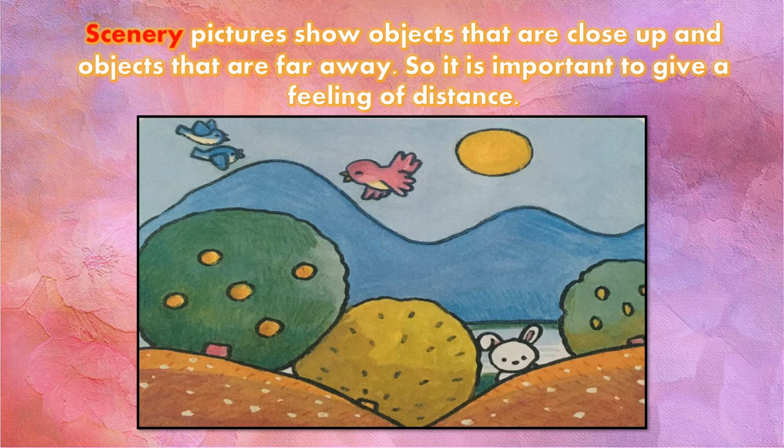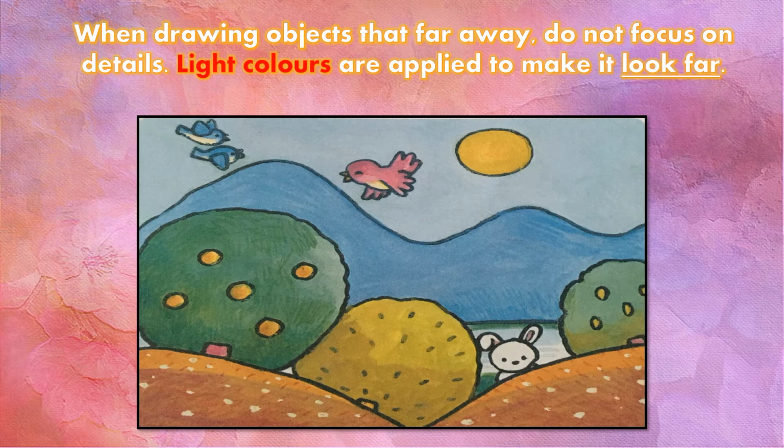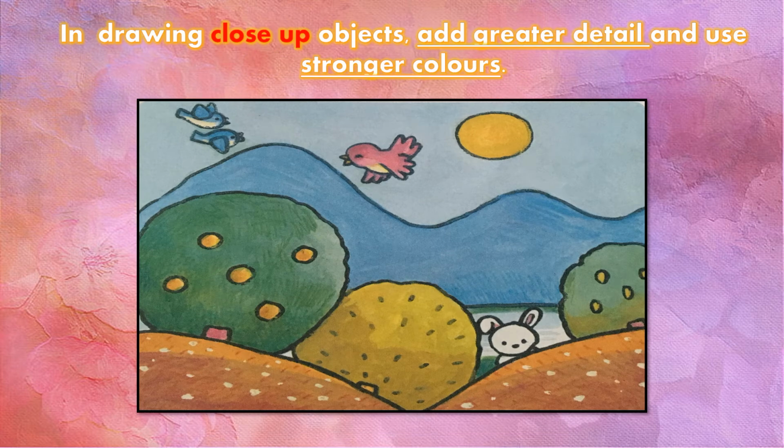In the picture that you can see on your screen, the sky and mountains are long-distance elements, while the trees and the ground are close-up elements. When drawing objects that are far away, do not focus on details. Light colors are applied to make it look far. In contrast, drawing close-up objects adds greater detail and uses stronger colors.